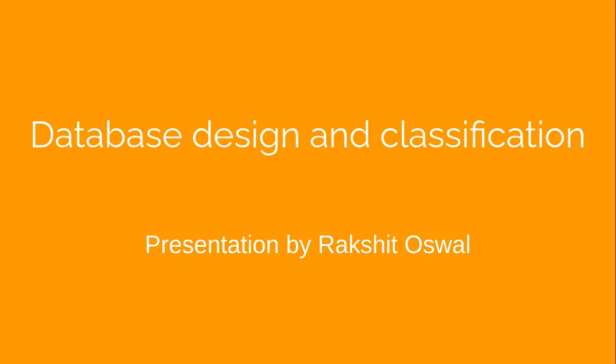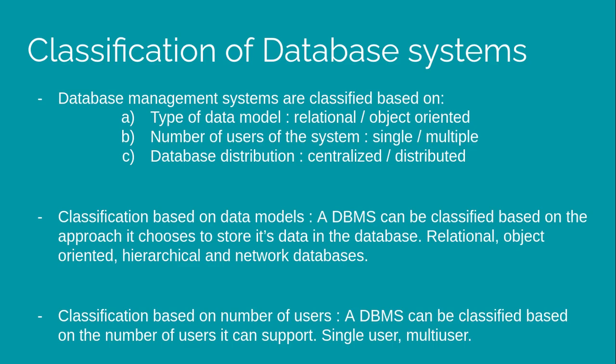Today's topic is database design and classification. So, let's talk about classification of database systems. Database management systems are broadly classified based on three criteria. First one being the type of data model used to store the data. Second being the number of users that the database system can handle. And third being how the database system is distributed.